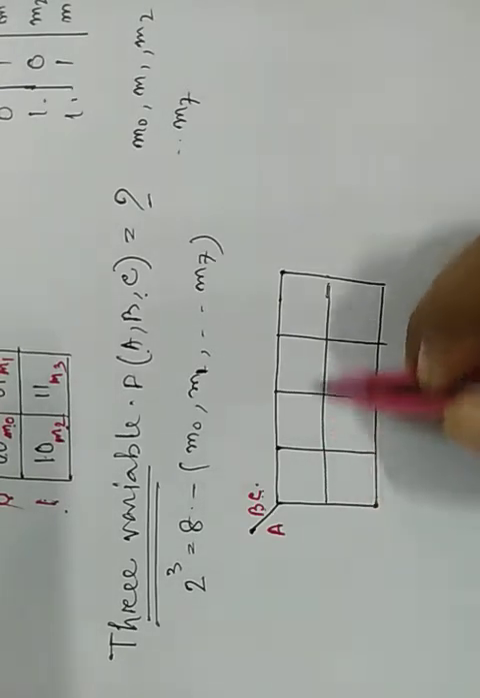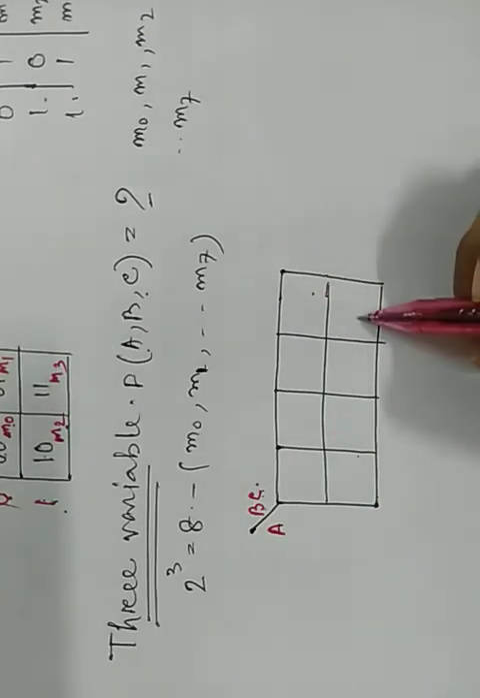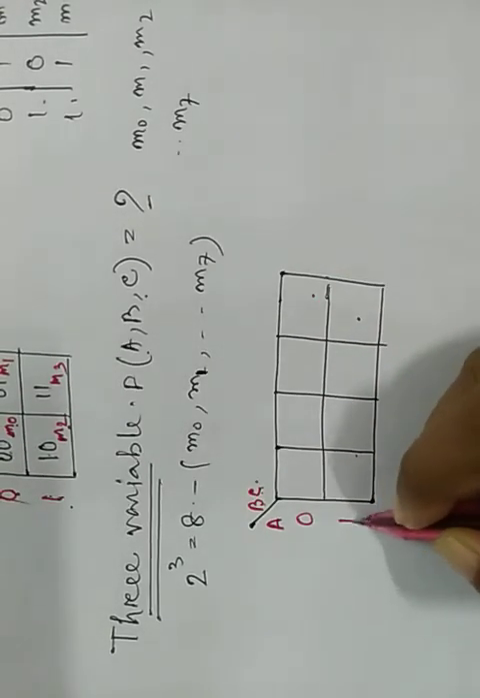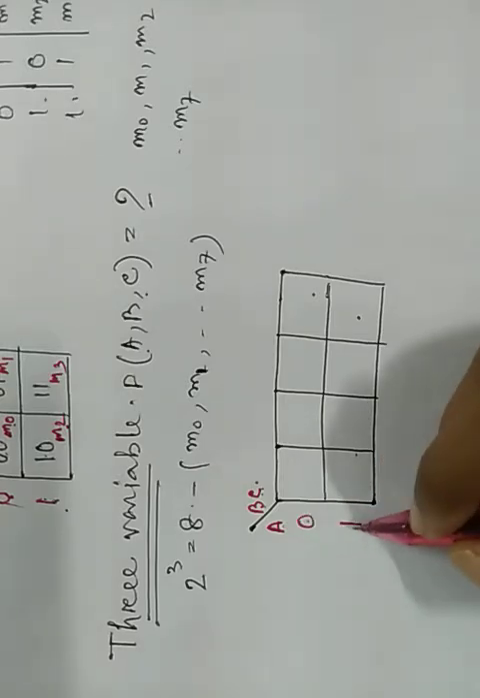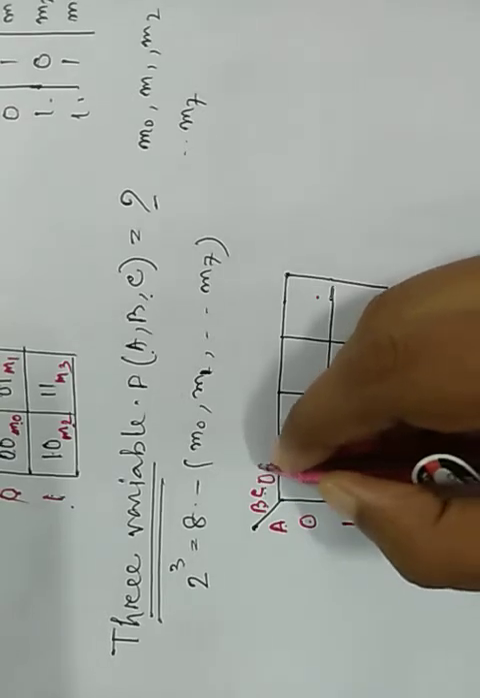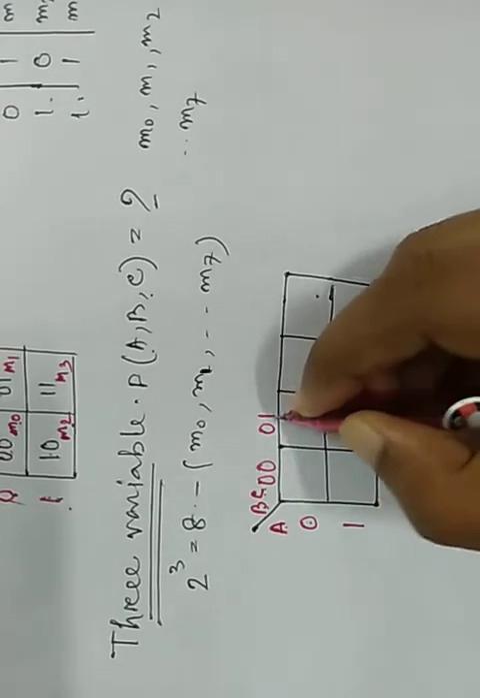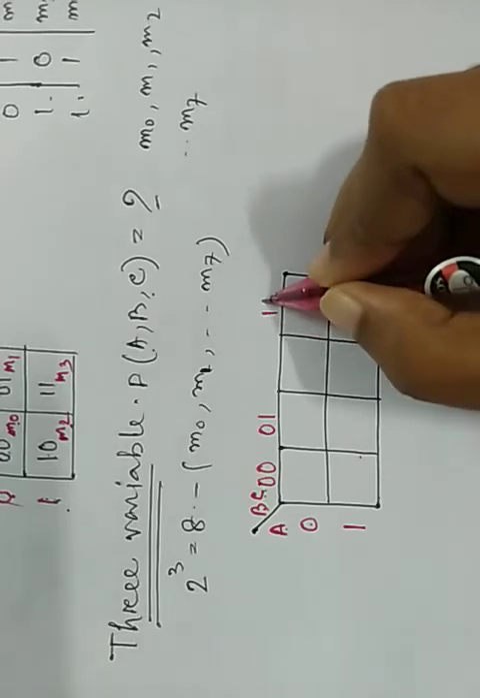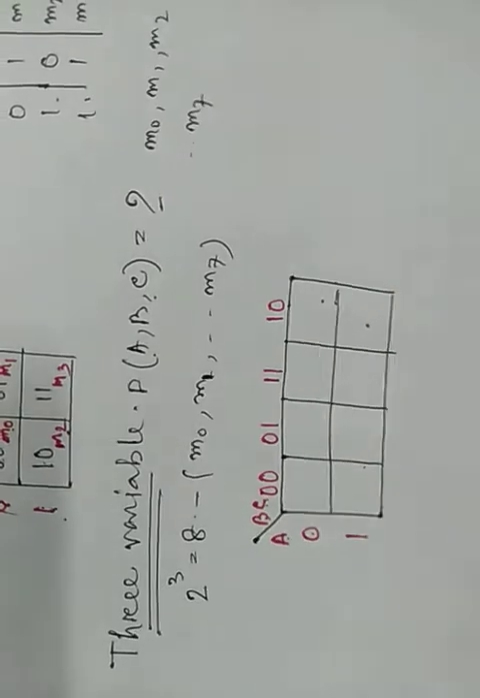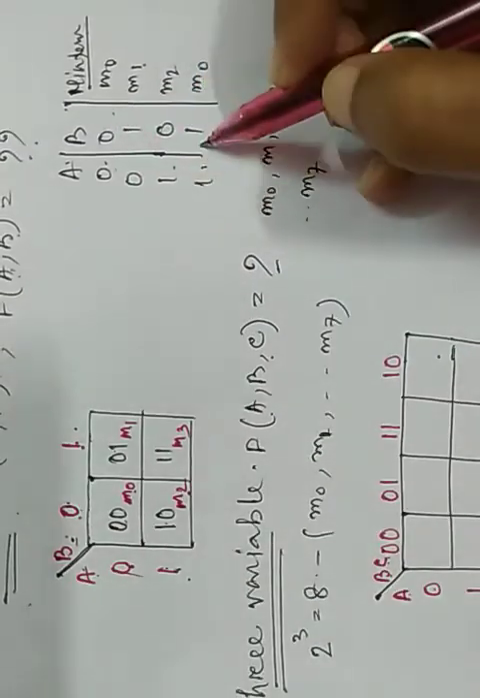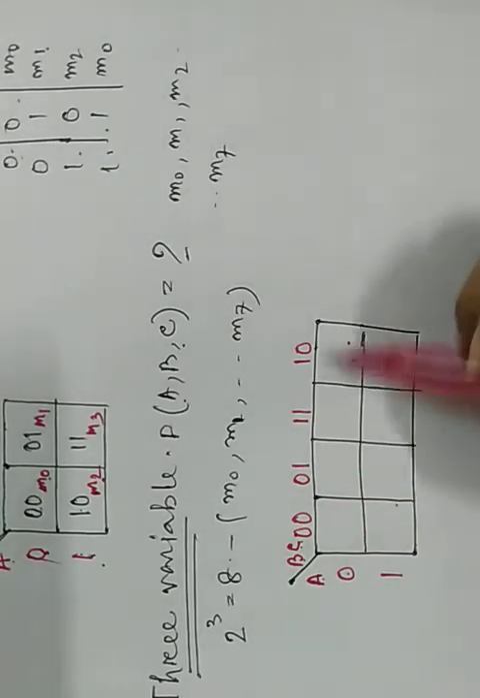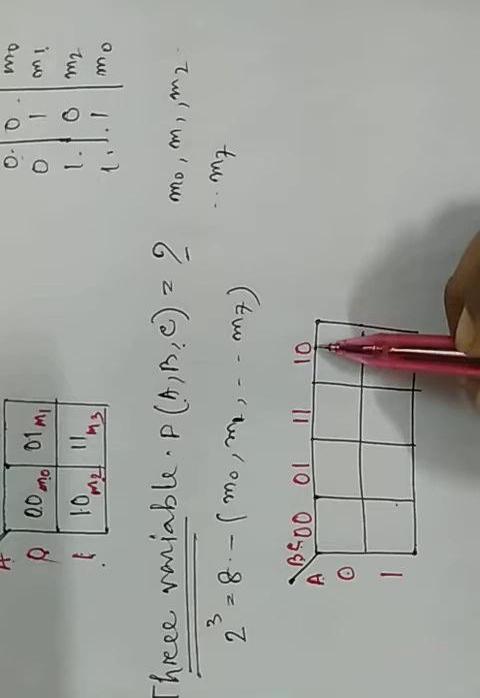This row is for A complement, so here we have to write 0, 1. One single variable, 2 values. And here there are also values, so our combination should be first column 0 0, second column 0 1, third column 1 1, fourth column 1 0. For 2 variables, we know that we have 4 combinations, so for the 4 columns there should be 4 combinations.